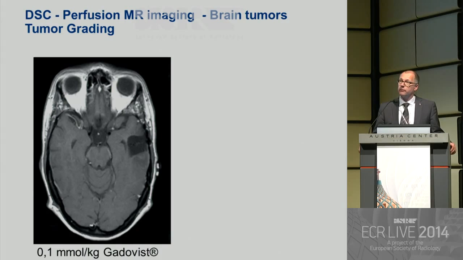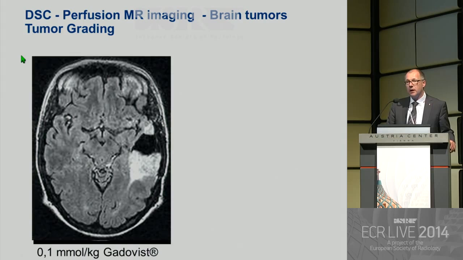On the other side, if we know that there's a tumor already present, this is a case which I like very much because here we had histological confirmation first. The patient was operated on for a low-grade astrocytoma. You see the resection cavity. And this young lady came back with a recurrent, non-enhancing tumor. And the key question is, what should we do with this patient?